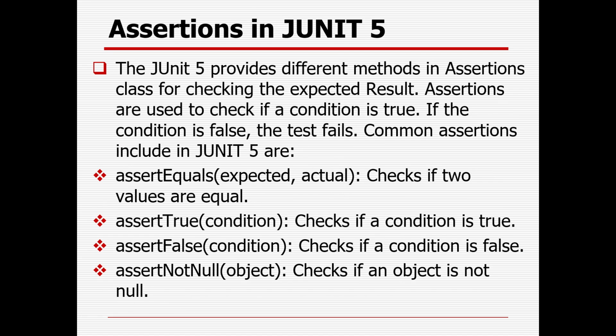JUnit 5 provides different methods in the Assertions class for checking the expected result. Assertions are used to check if a condition is true. If the condition is false, the test fails. Common assertions are included in JUnit 5. The key assertions are assertEquals, which checks if two values are equal; assertTrue, which checks if the condition is true; assertFalse, which checks if the condition is false; assertNotNull, which checks if the object is not null. Similarly, assertNotEquals is also there, where you can validate different data types like string, integer, float, boolean, byte, everything we can check.